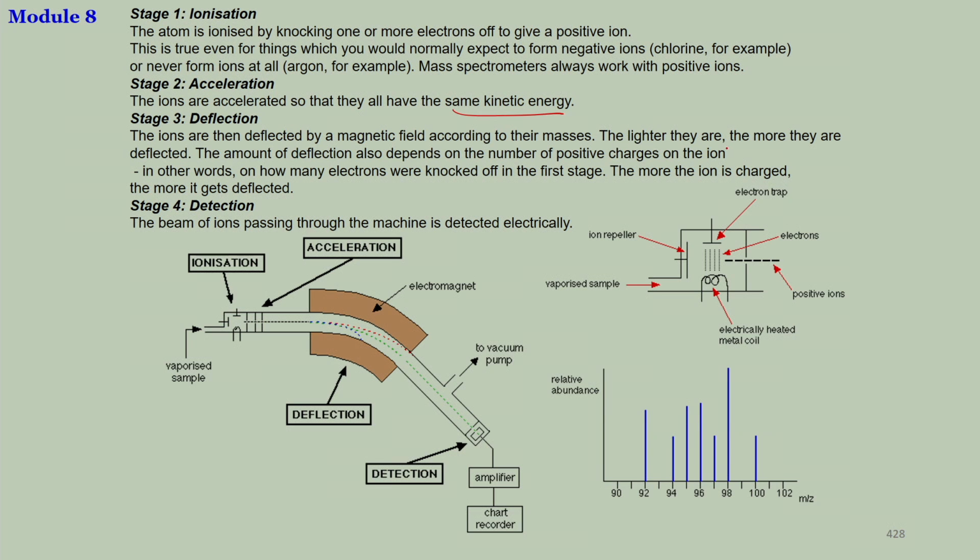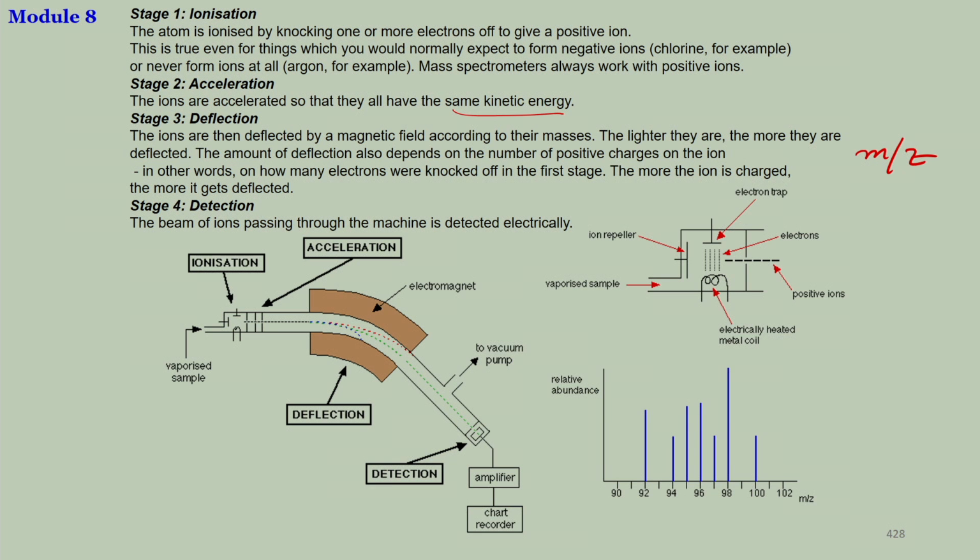The lighter they are, the more they are deflected. The amount of deflection also depends on the number of positive charges on the ion. So, it is basically again m by z separation, mass by charge. In other words, it depends on how many electrons were knocked off in the first stage. The more the ion is charged, the more it gets deflected.